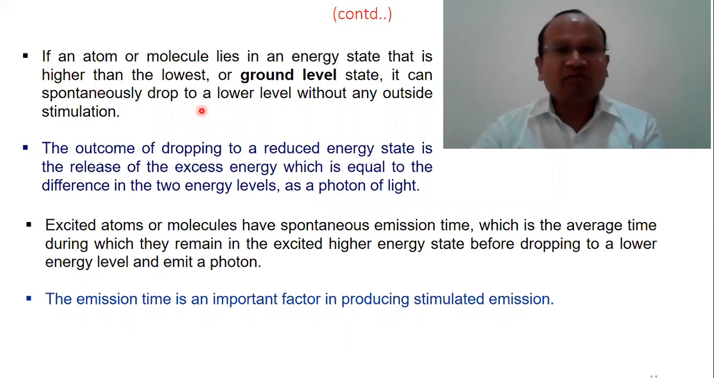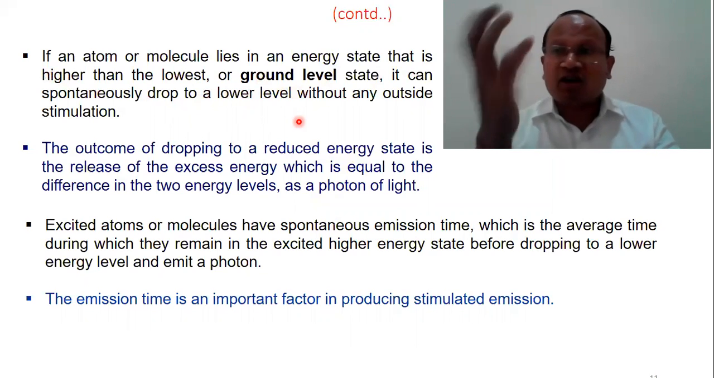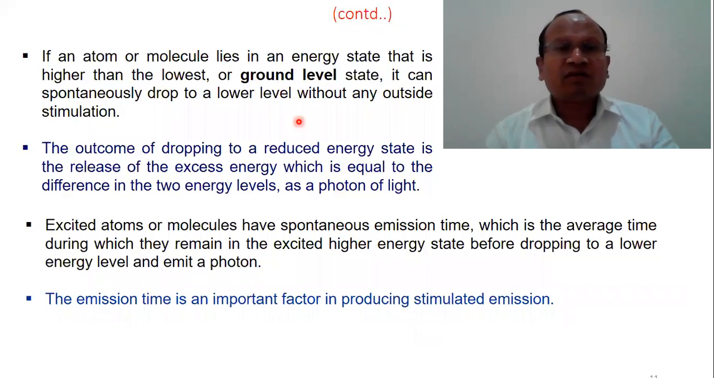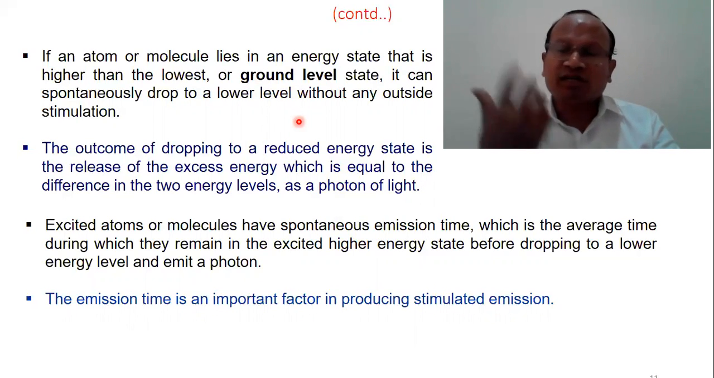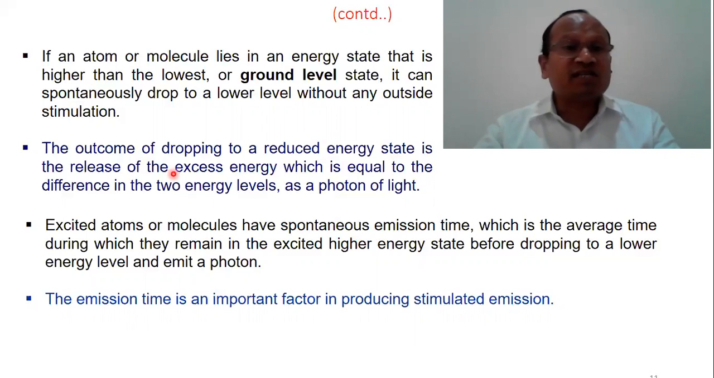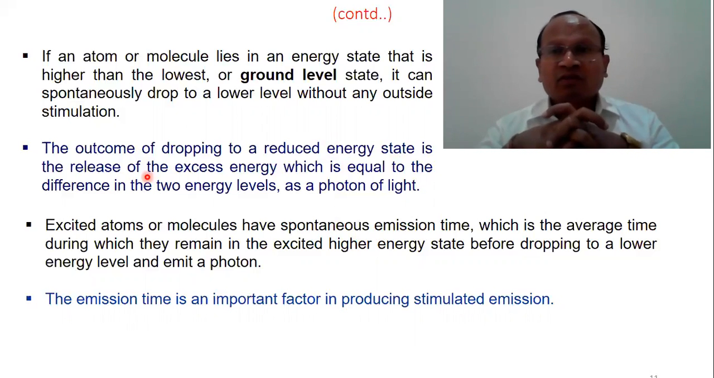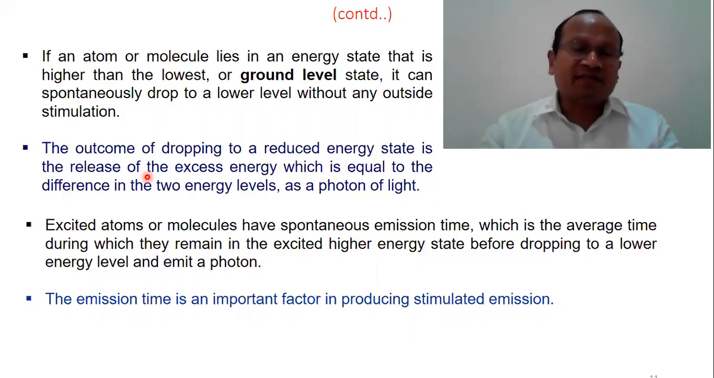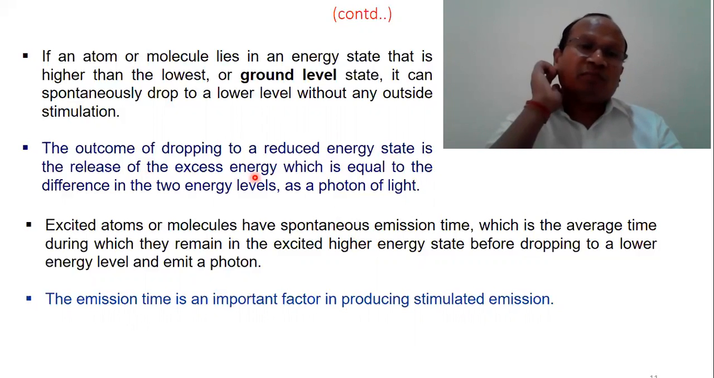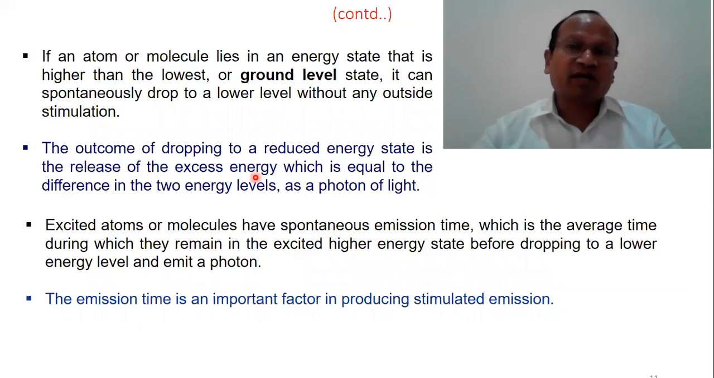If an atom or molecule lies in an energy state that is higher than the lowest, which is called the ground state, it can spontaneously drop to the low level without any outside stimulation. Suppose there is no stimulation at all, but there is some electron at a higher energy level. When it drops down, spontaneously it will drop down to the low energy level. The dropping to a reduced energy state will release the excess energy. Why is there excess energy? Ground state E1, upper state E2. What is the difference? E2 minus E1. That is the excess energy with which the carrier was residing there. So that excess energy will obviously be released in the form of a photon.